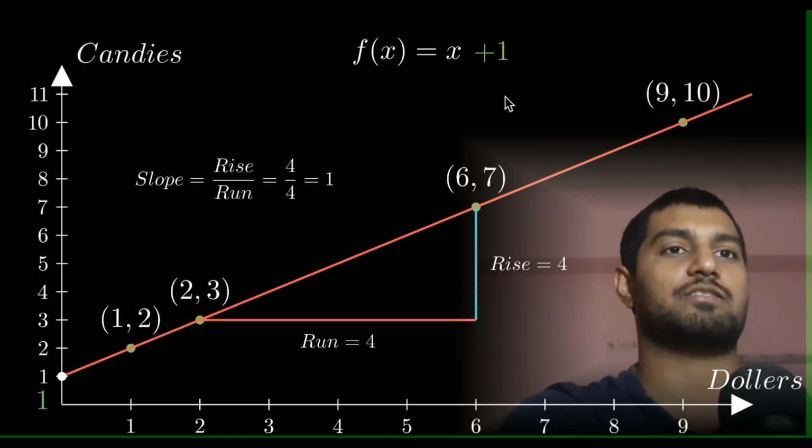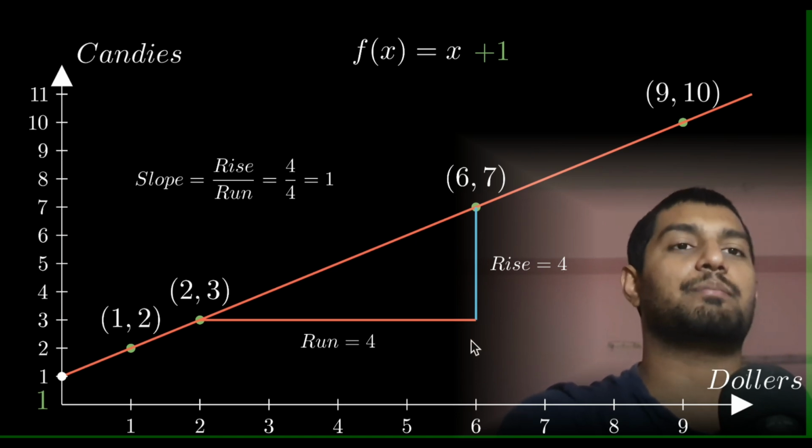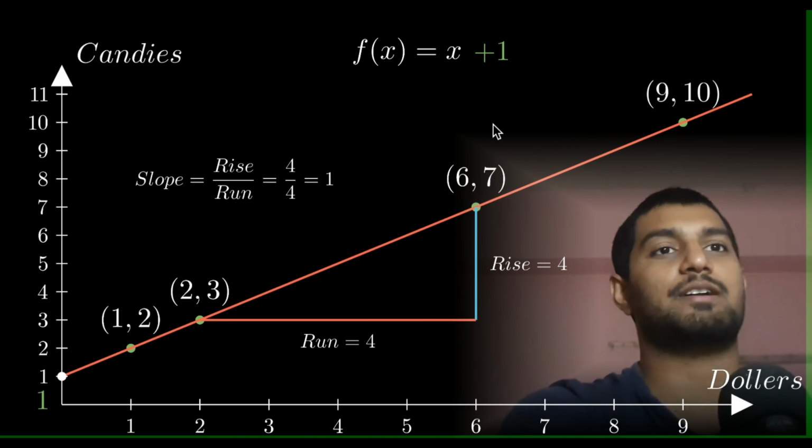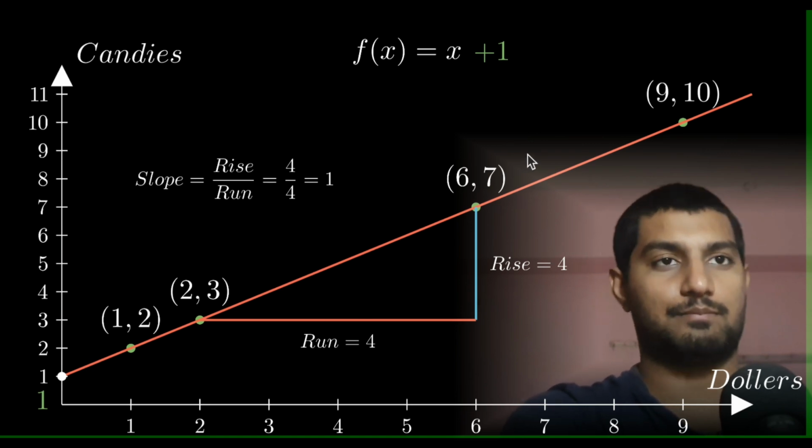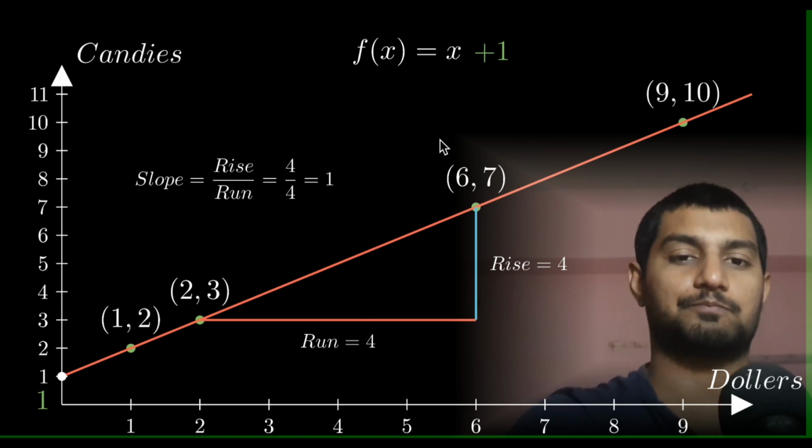So this way we got this function, not by looking at the pattern. You can make guesses, but there will be scenarios where you cannot guess the pattern, and then you have to use this method to find the steepness of this line.